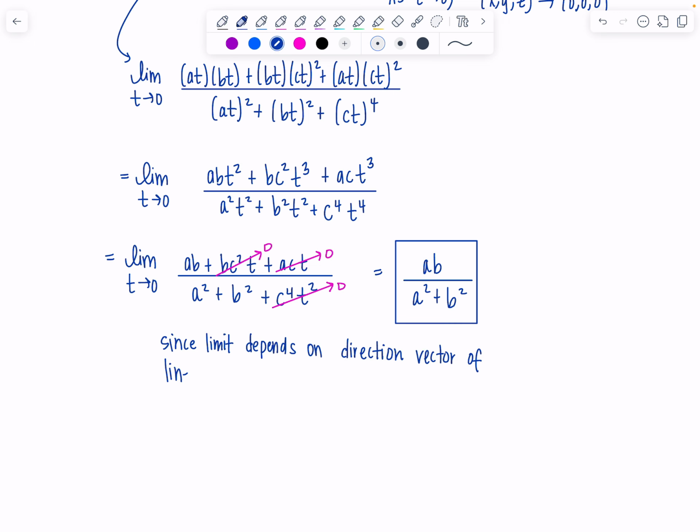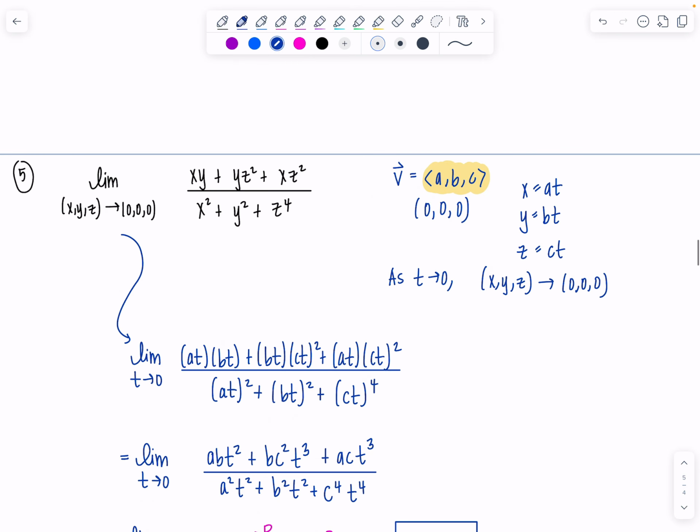we can say that different paths yield different limits. Therefore, the limit doesn't exist. Let me rewrite the original.